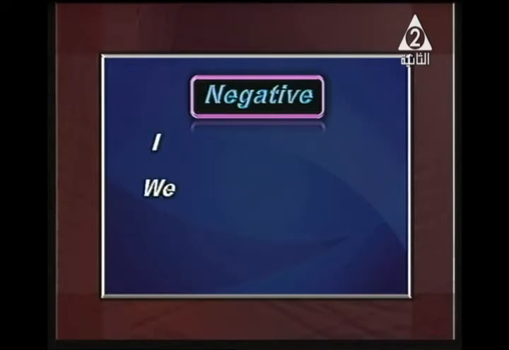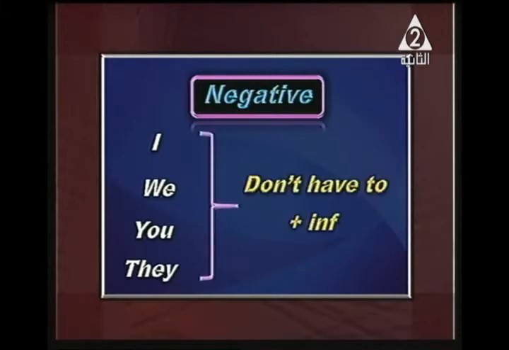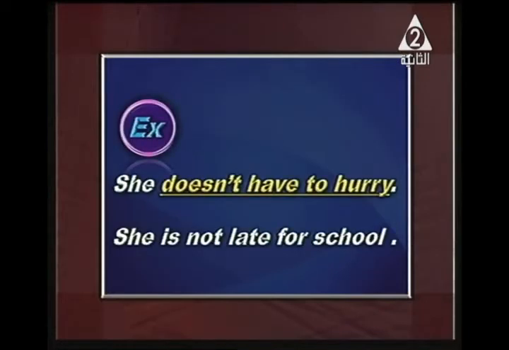I, we, you, they don't have to plus infinitive. Examples: She doesn't have to hurry. She is not late for school. هنا في عدم ضرورة. she استخدمت معاها doesn't plus have to plus infinitive.